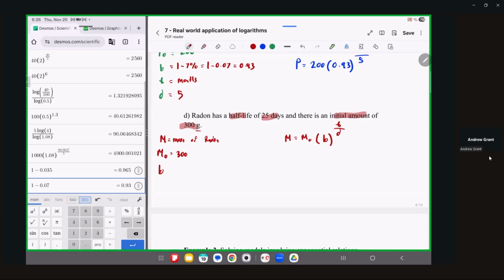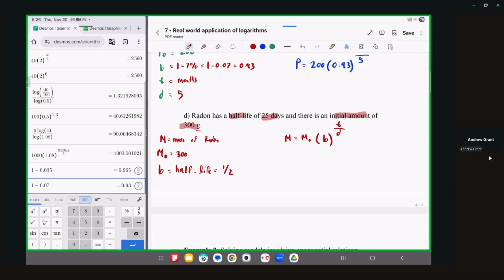Now, what's the base growth? So this is where it's a little bit unusual. When you see half-life, that literally means half. The way its half-life is described to us is that there's a certain amount of time until half of it goes away.